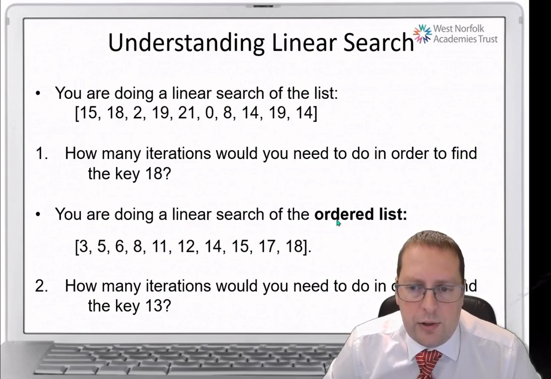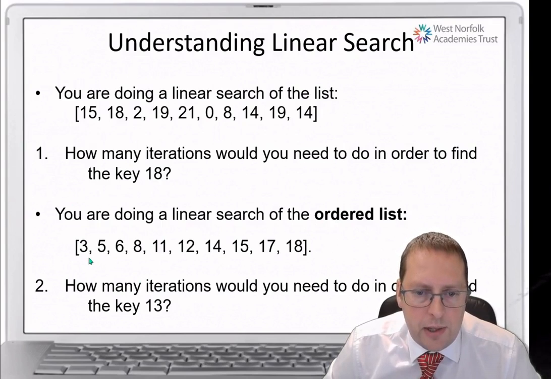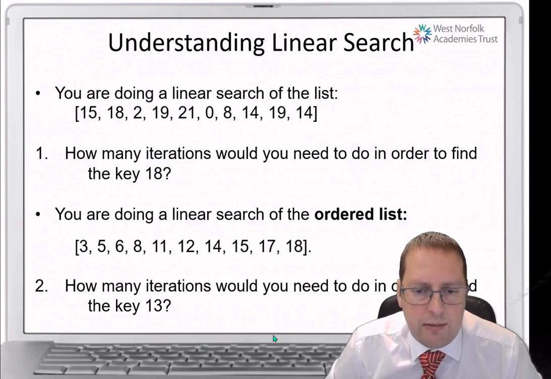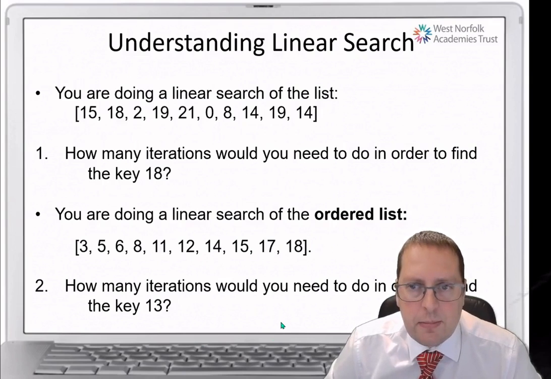You are doing a linear search of an ordered list, so this time the data is ordered, from the smallest number to the biggest number. Remember, linear search doesn't have to be. How many iterations would you need to do in order to find the key 13? Little trick question there, see if you remember what has been said.